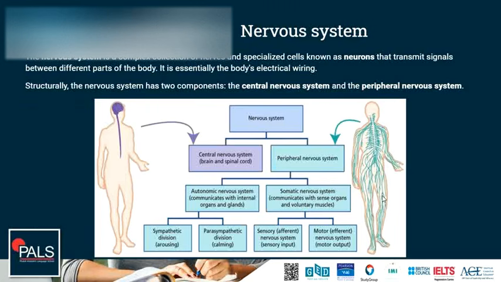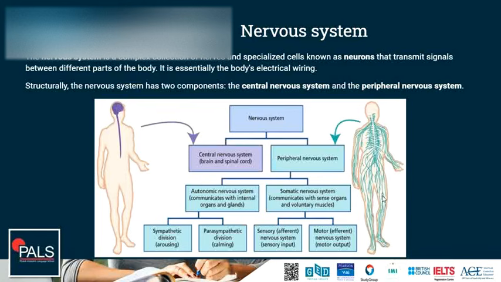The nervous system. It's a complex collection of nerves and specialized cells known as neurons that transmit signals between different parts of the body. It's like our body's electrical wiring, and it's mainly for coordination and response.